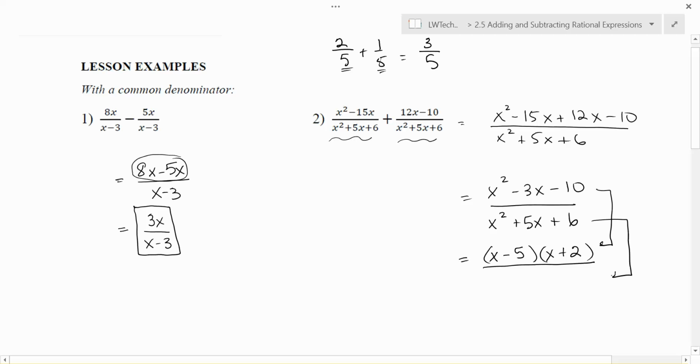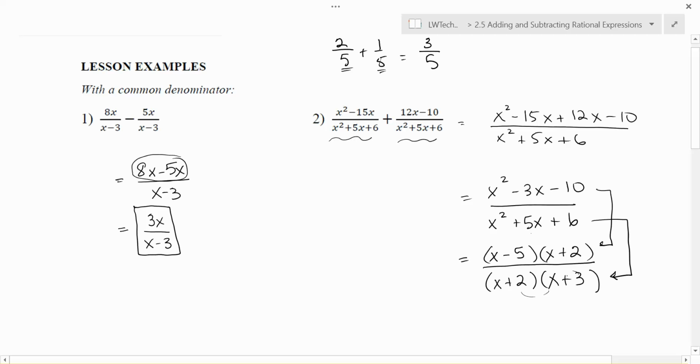Now I need to simplify the denominator, so let's do that. For the denominator, I had x squared plus 5x plus 6. I want to do 2 sets of parentheses there because there's no greatest common factor. x times x will get me an x squared. 2 times 3 will give me 6, and then double check and notice that 2x plus 3x gives me a positive 5x in the middle.